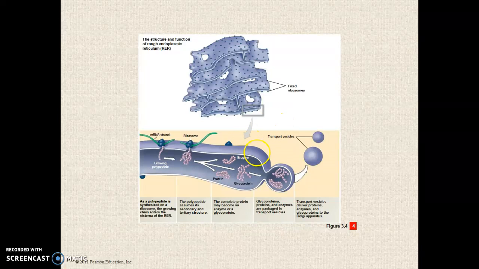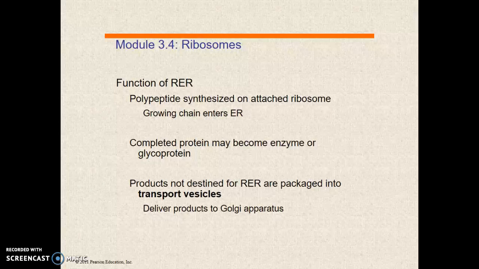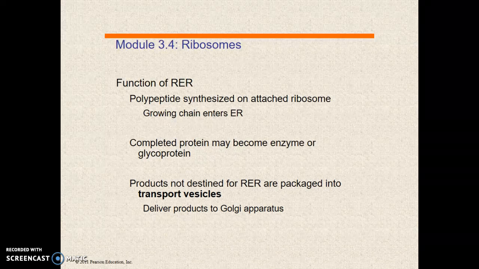This is showing what happens to a protein as it's being produced. It's modified, it enters the rough ER, and it's packaged for export to the Golgi apparatus. Again, the functions of the rough ER include synthesis of proteins. Now, a non-completed protein, a protein that has lots of amino acids but doesn't have its final shape, is called a polypeptide. So when that protein is completed, there are many things it can become, and examples are enzymes or glycoproteins.